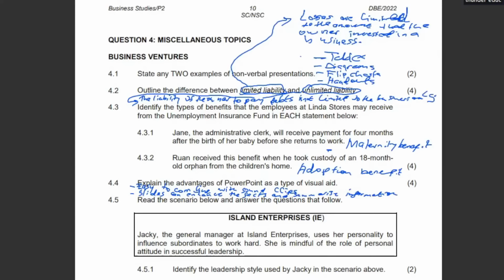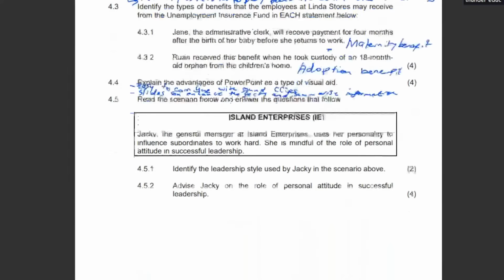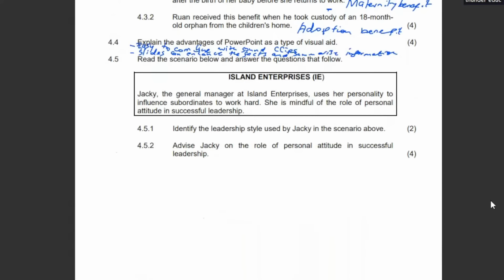Okay, right. So now grade 12s, let's move on to the next question, which is 4.5. So 4.5 reads as follows. Read the scenario below and answer the questions that follow. Island Enterprises. Jackie, the general manager at Island Enterprises, uses her personality to influence subordinates to work hard. She is mindful of the role of personal attitude in successful leadership. Identify the leadership style used by Jackie in the scenario above.